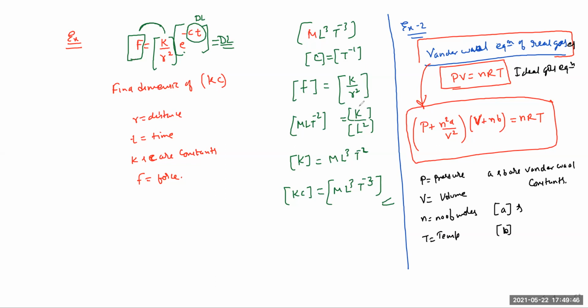The meaning of all terms is written below. P is pressure, V is volume, n is number of moles, T is temperature, and A and B are called van der Waals constants. So the question is, can you find the dimension of A and B? That's it. I hope the question is clear to all of you. Yes, sir. Please try and give me the answer as soon as possible. Go ahead.